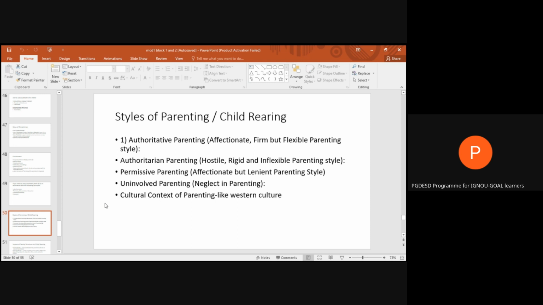Next is uninvolved parenting, or neglect in parenting. There are parents who neglect their children. They are not interested in their children and do not bother about them. They do not show much warmth and love. They do not control the child's behavior or expect mature behavior. This sort of parenting is associated with the most negative influence on children's personality.